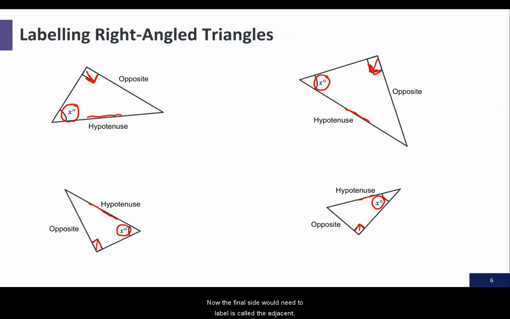Now the final side we need to label is called the adjacent. Adjacent meaning next to, so it's next to the angle we are working with. So therefore that final side there is called the adjacent. And on the next example, there's the adjacent. On the third example, there's the adjacent. And the last example, there is the adjacent.